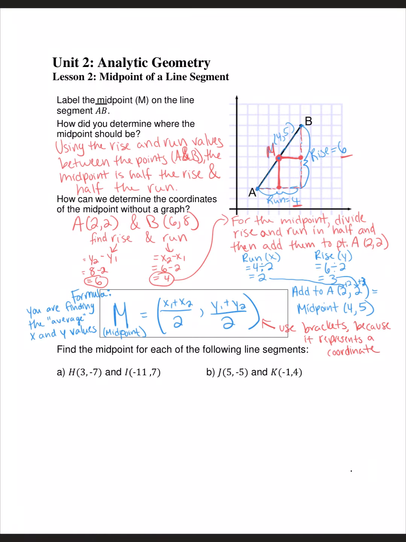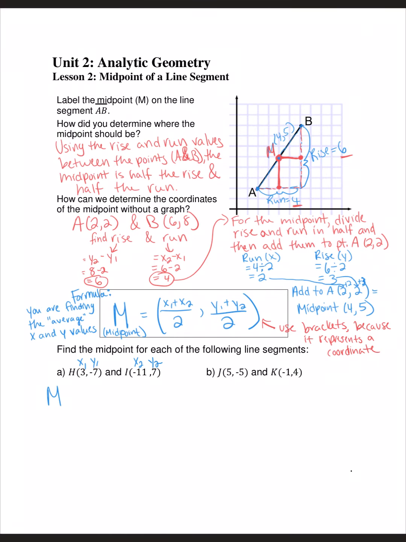All right, so find the midpoint of the following line segments. We'll do one together, and then we'll pause the video, and you can try the other one on your own. So we have 2 points. Without having to put this on a graph, let's just label our x1 values and our y1 values. So x1, y1, x2, y2. We're going to use that midpoint formula.